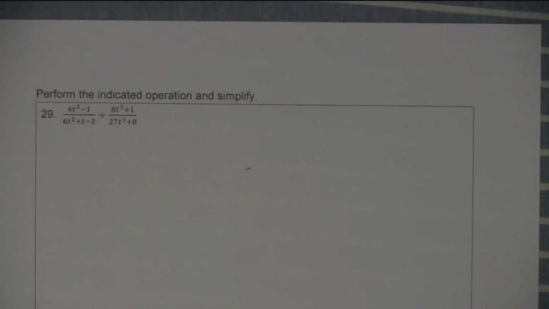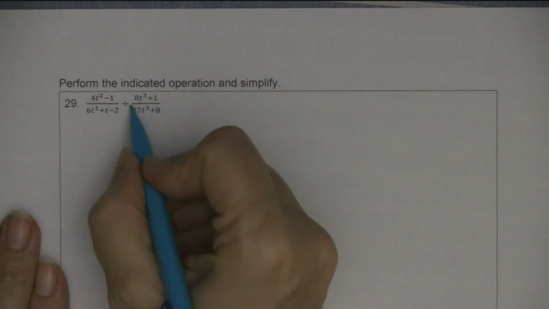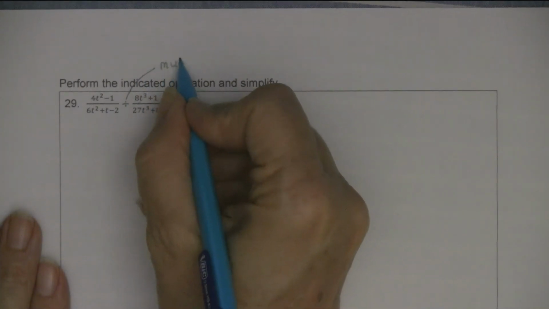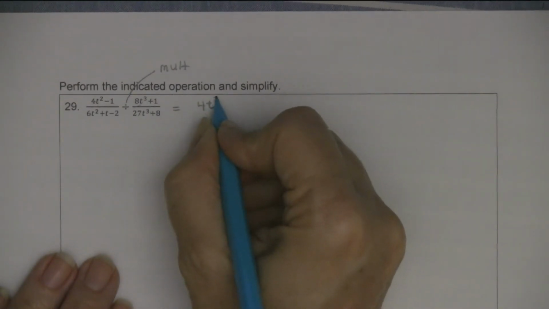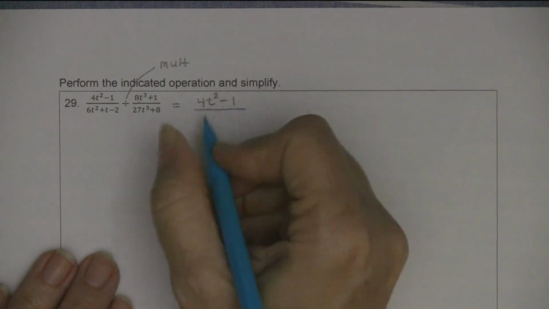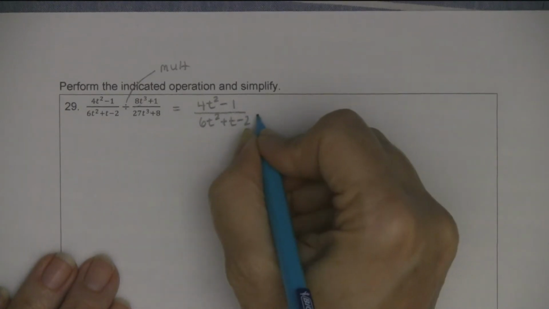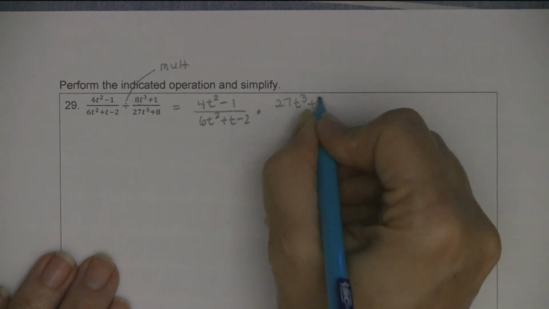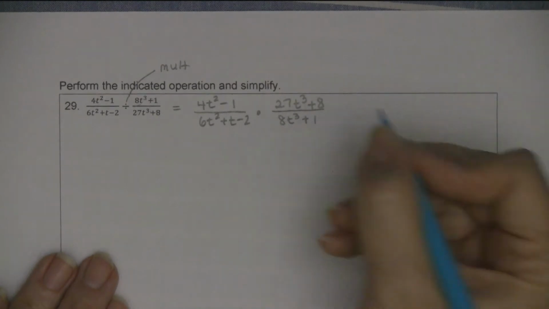because of the factoring you have to do, they're wow, is what they are. And so this one is a division, and so I want to rewrite this as a multiplication. And so when I rewrite it as a multiplication, I have to flip this. So this is going to be 4t squared minus 1 over 6t squared plus t minus 2 times 27t to the third plus 8 over 8t to the third plus 1.